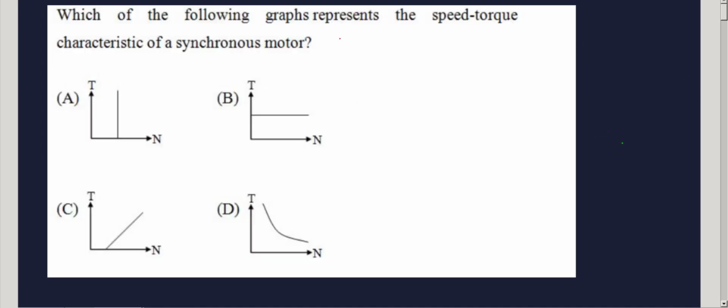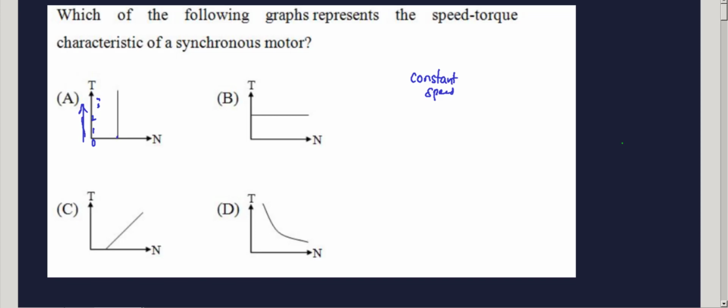Which of the following graphs represents the speed torque characteristics of the synchronous motor? We know very well about that. A synchronous motor and an AC generator are both constant speed machines. From this you observe the graph. If I increase the torque, from this point, 0, 1, 2, 3, I am increasing the torque.